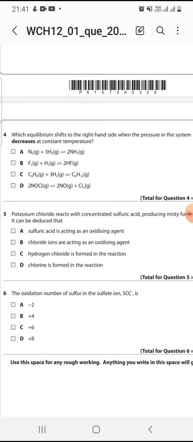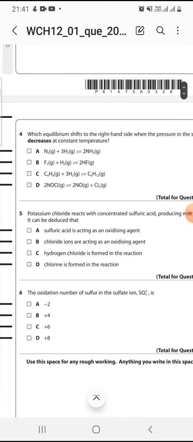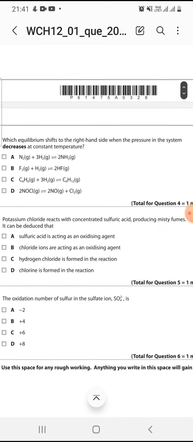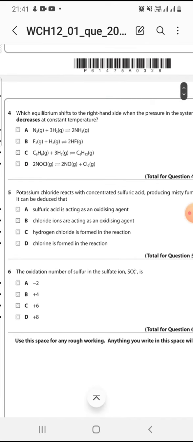That means the right hand side, you can get the answer as D here, because 2 becomes 4, meaning the number of molecules increases when you move to the right hand side. Okay, this is not really the equilibrium theory, it's general knowledge, you can get the answer, right?